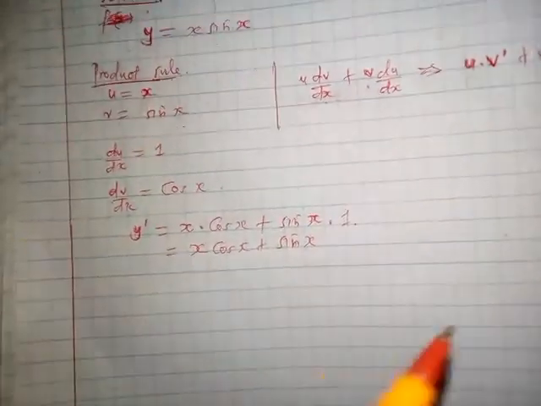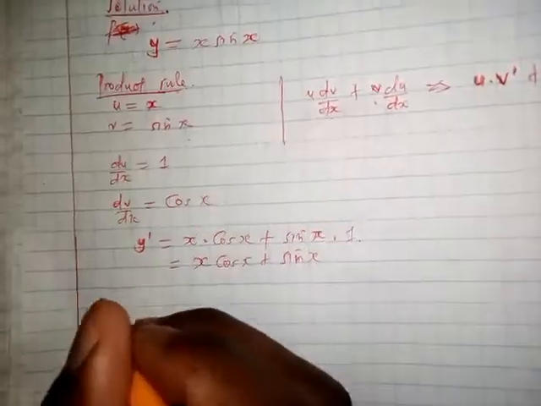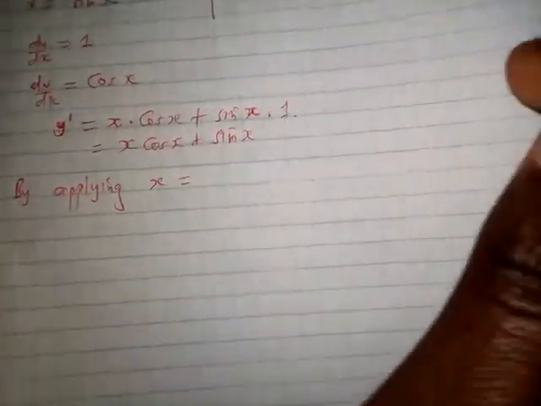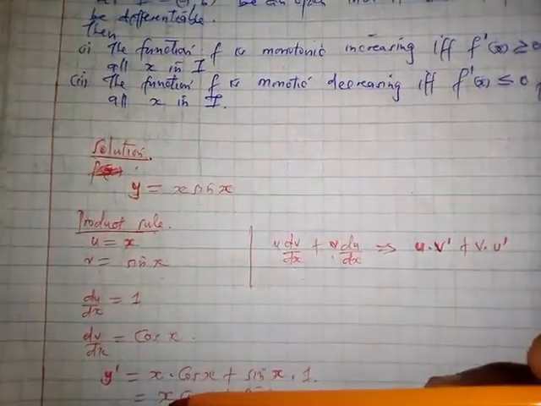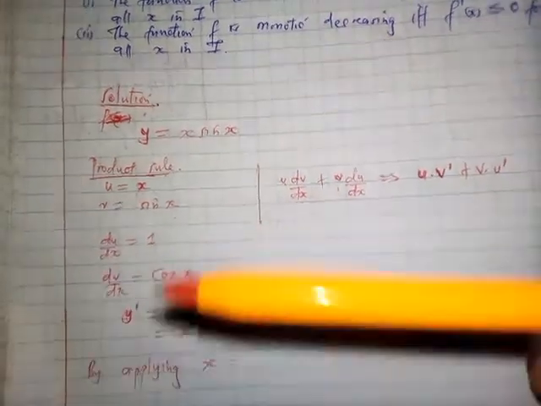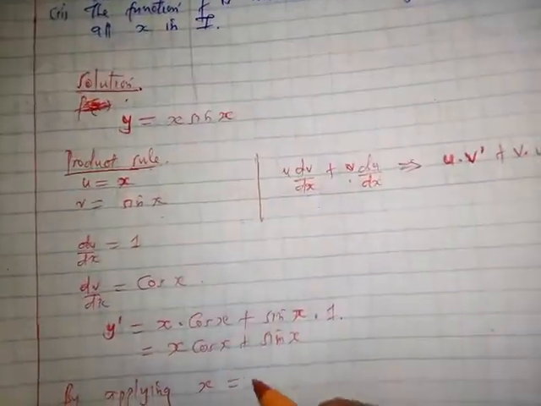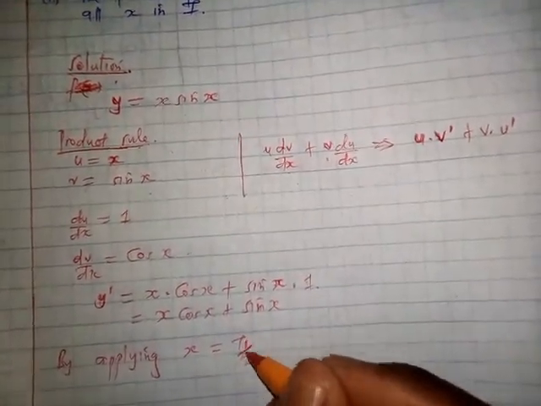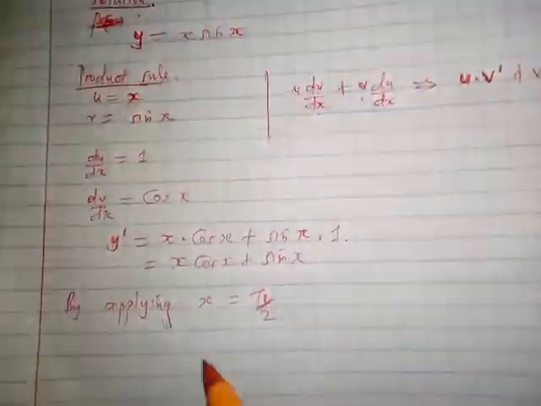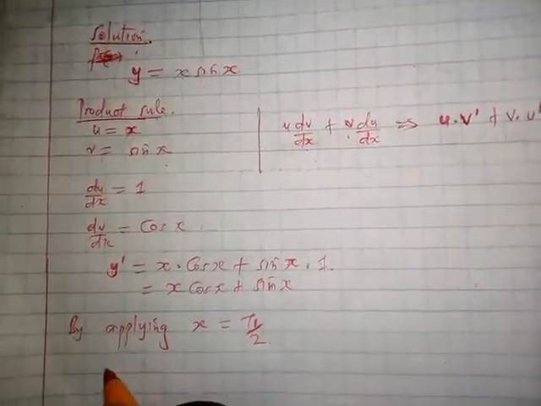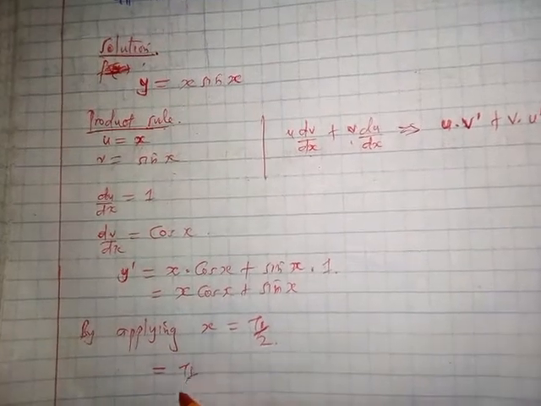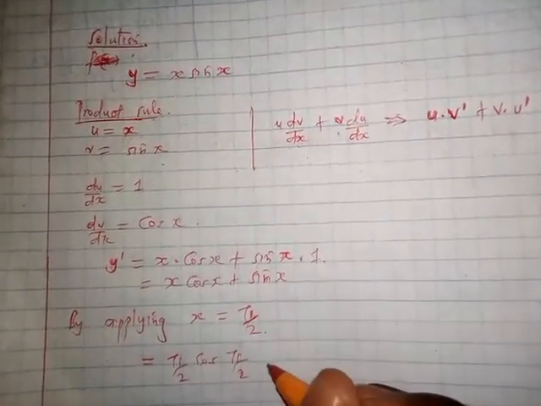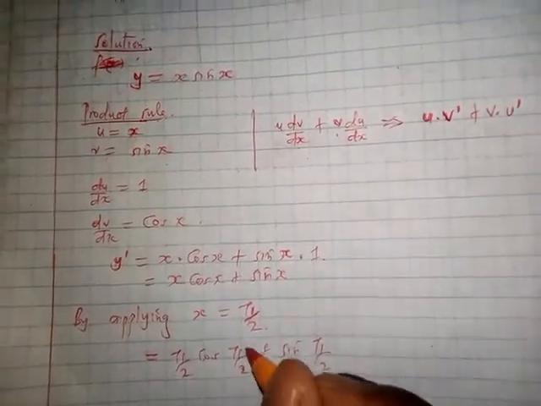So the next step is applying the end points of the interval, x equals pi over 2 and x equals pi. Now we plug each of these into the first derivative of y. So we start with pi over 2. Where there is x, we substitute pi over 2. So we have pi over 2 cos pi over 2 plus sin pi over 2.